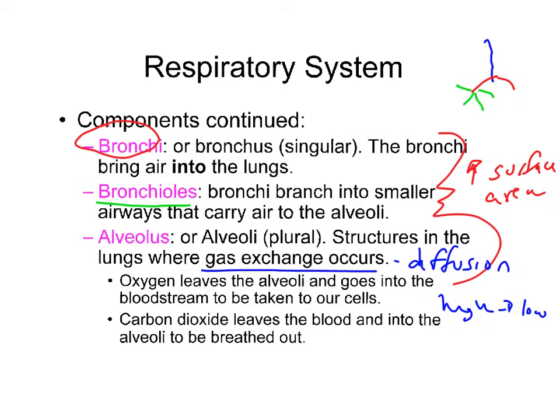Oxygen's going from the alveoli into the blood, and carbon dioxide is going from the blood into the alveoli. One gas is basically going in, oxygen, that's something we need, and one gas is leaving, carbon dioxide, that's our waste product.